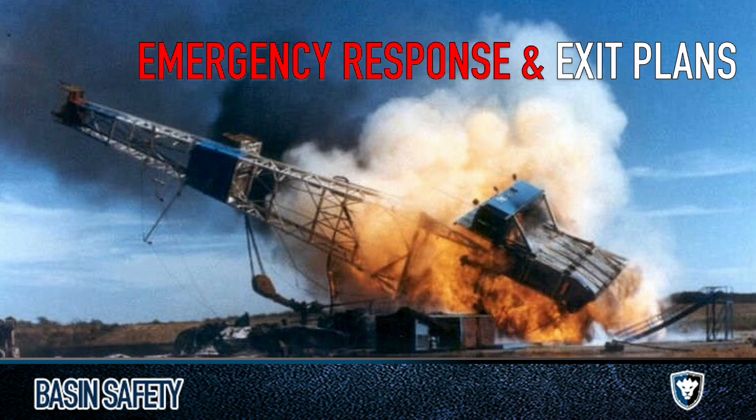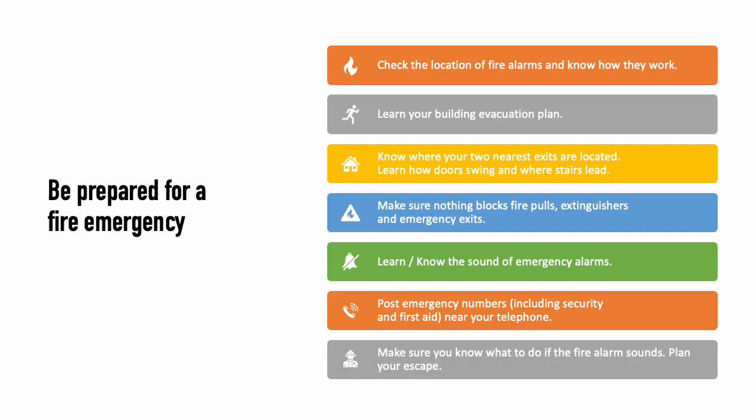Now we're going to go on to some emergency response and exit plans. You should always be prepared for a fire emergency. Check the location of fire alarms and know how they work. Learn your building's evacuation plan. Know where your 2 nearest exits are located. Learn how doors swing and where stairs lead as well. Make sure nothing blocks fire poles, extinguishers, and emergency exits. You should also learn and know the sound of an emergency alarm. Post emergency numbers, including security and first aid, near your telephone. And make sure you know what to do if the fire alarm sounds. You should always plan your escape before something happens.